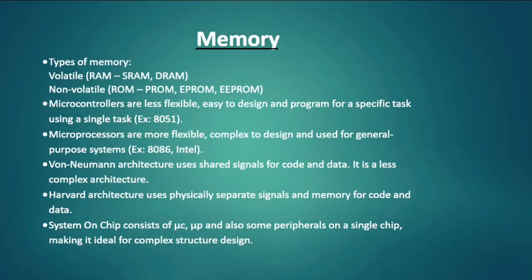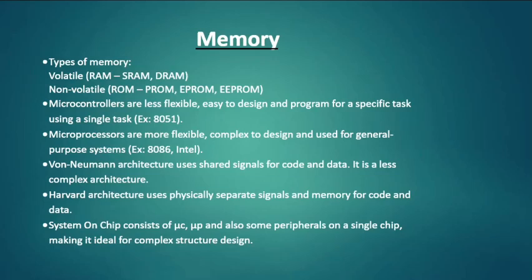Memory. So types of memory. There are mainly two types of memory, volatile and non-volatile. Volatile is RAM, which is further classified into two types, SRAM and DRAM, and non-volatile is ROM.